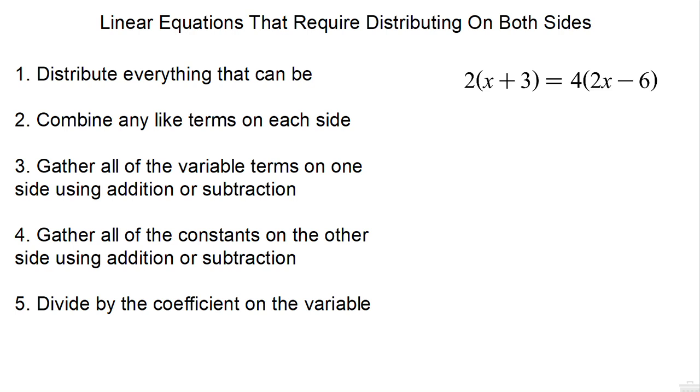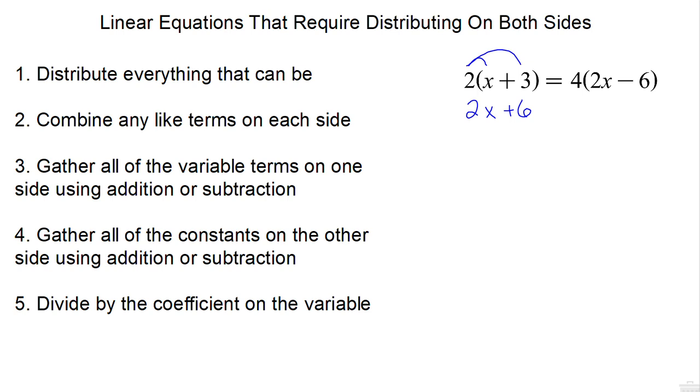We're going to look at solving some linear equations that require us to do some distributing on both sides. So we're going to go through a step-by-step process here. First thing we're going to do is distribute everything that can be distributed on both sides. So we'll start with that here. 2 times x is 2x, and 2 times 3 is 6.